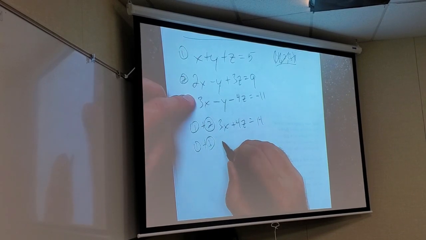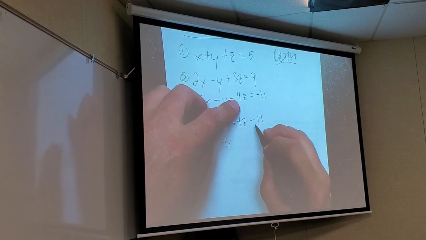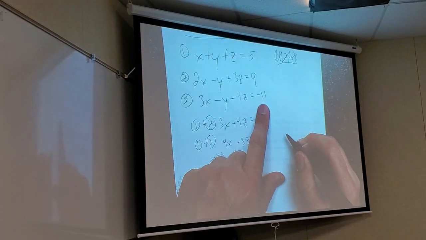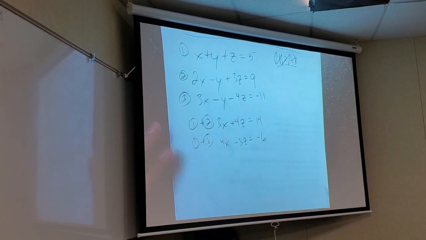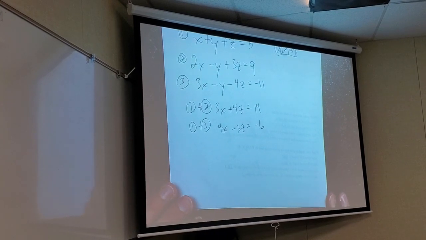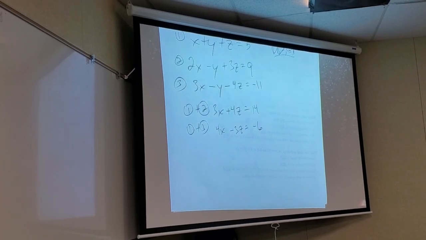Yeah, 4x. Y's die. Z minus 4z is 5 minus 11. Cool. Now here's our first little challenge. Does any variable cancel directly?